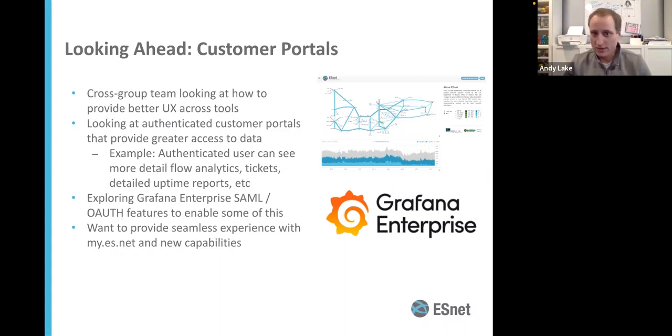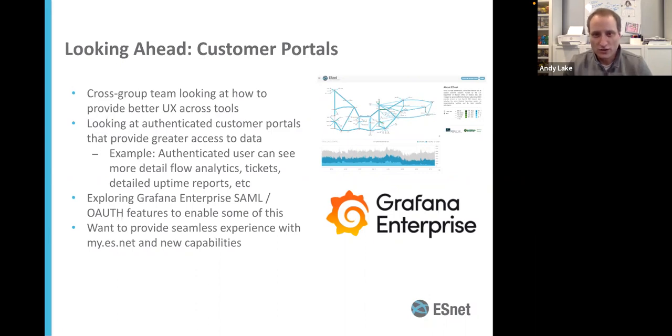Another cool one might be a more granular view of the flow data that we collect, right? So right now, for the public stuff, we obviously don't want to expose IPs or anything like that, so it's very much aggregated. Yeah, one could imagine a portal where you log in, and if you're associated with the site, maybe the flow data associated with your site, you could potentially see more of that information.